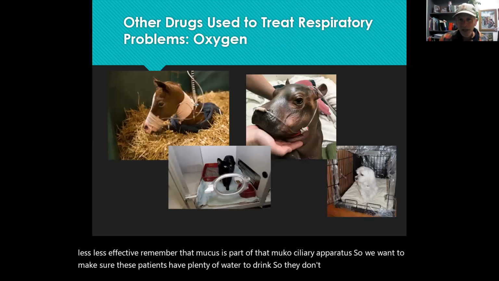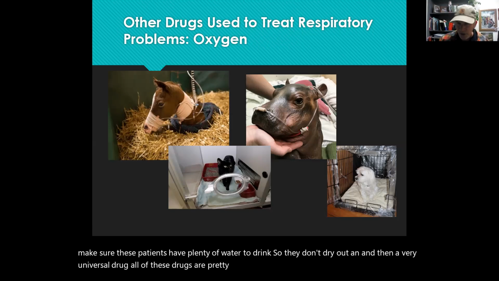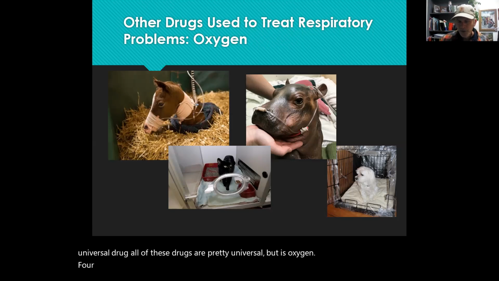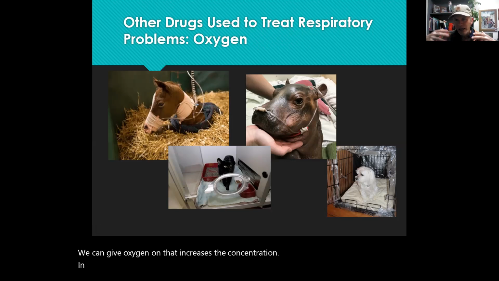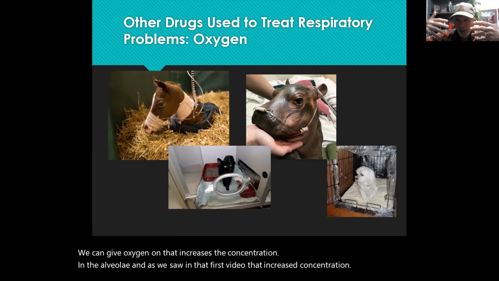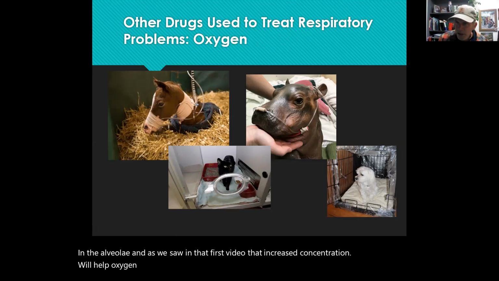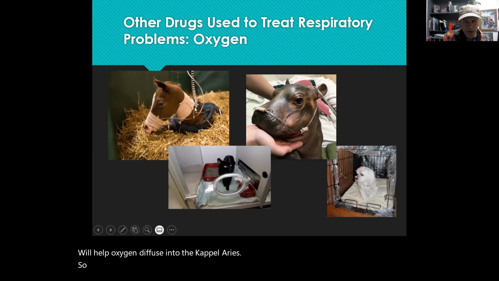And then a very universal drug, all of these drugs are pretty universal, but is oxygen. For really severe problems like pneumonia or pulmonary edema, we can give oxygen. That increases the concentration in the alveoli. And as we saw in that first video, that increased concentration will help oxygen diffuse into the capillaries. So a main problem, though, is how to give it.